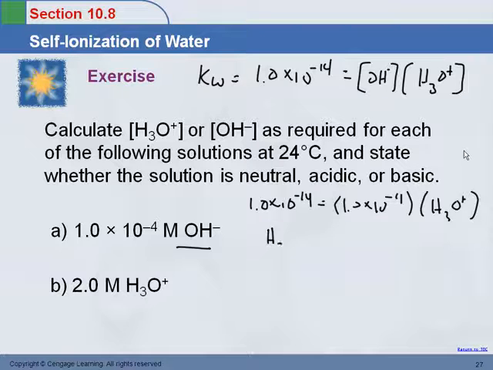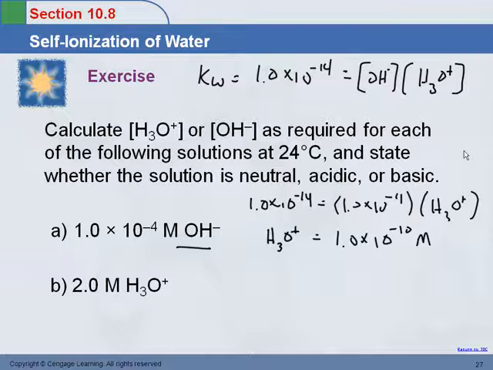So H3O plus, you can do that math on paper separately. So 1.0 times 10 to the negative 14th, and I want to divide that by 1.0 times 10 to the negative 4th. You should have your calculator out for this, although this one you actually could do in your head. And that gives me 1.0 times 10 to the negative 10th molar for hydronium ion.